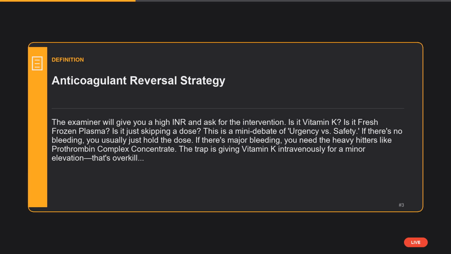Right, quick note. The examiner will give you a high INR and ask for the intervention. Is it vitamin K? Is it fresh frozen plasma? Is it just skipping a dose? This is a mini debate of urgency versus safety. If there's no bleeding, you usually just hold the dose. If there's major bleeding, you need the heavy hitters like prothrombin complex concentrate. The trap is giving vitamin K intravenously for a minor elevation. That's overkill and can cause anaphylaxis. Always match the violence of the reversal to the violence of the bleed. That's the rule of thumb for paper 2.